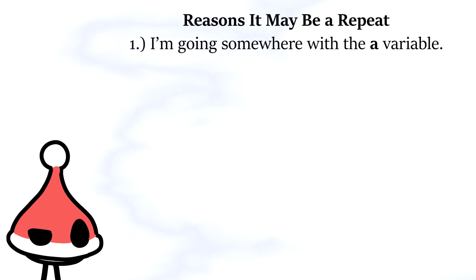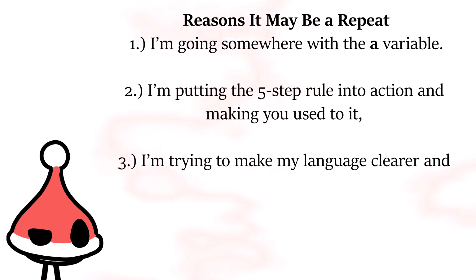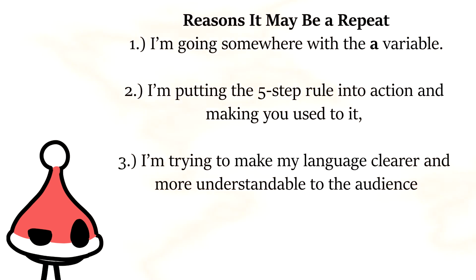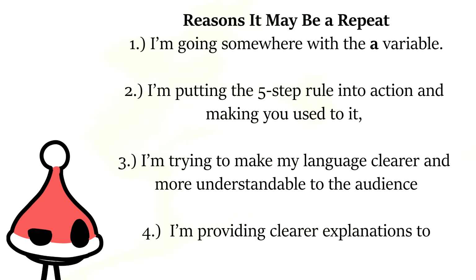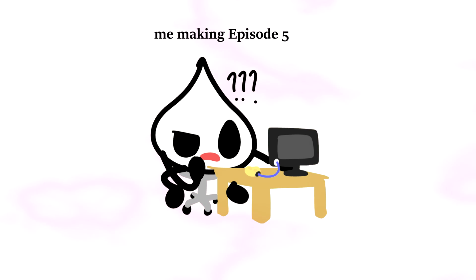Number 1, I'm going somewhere with the a variable. Number 2, I am putting the 5-step rule into action and making you used to it. Number 3, I am trying to make my language clearer and more understandable to the audience, which makes number 4, I'm providing clear explanations to possible "I don't get it"s from episode 5. With that, I am sorry if episode 5 may have been too mind-smoothing for you. I, likewise, think it's too complicated.